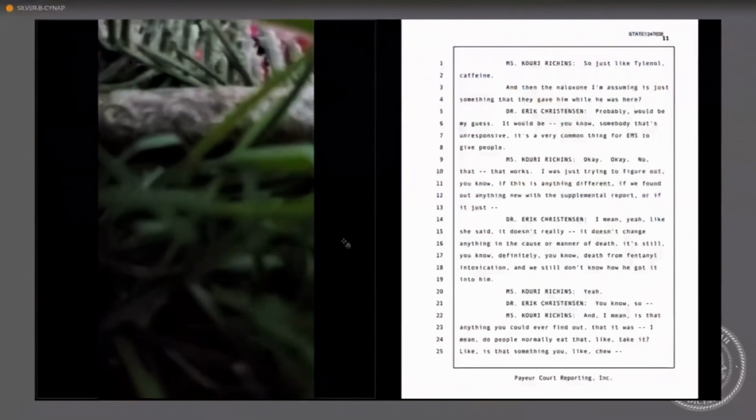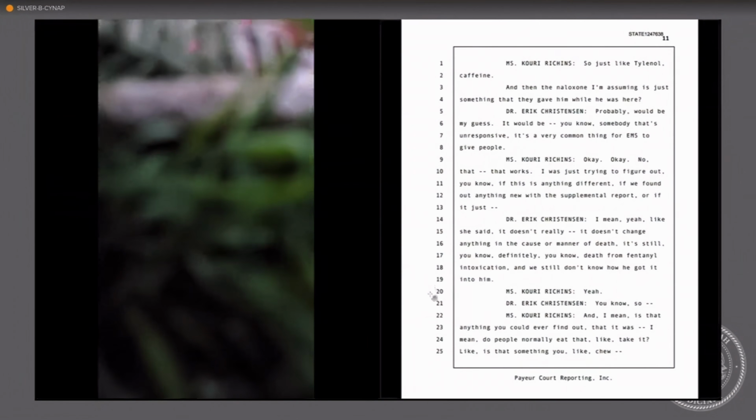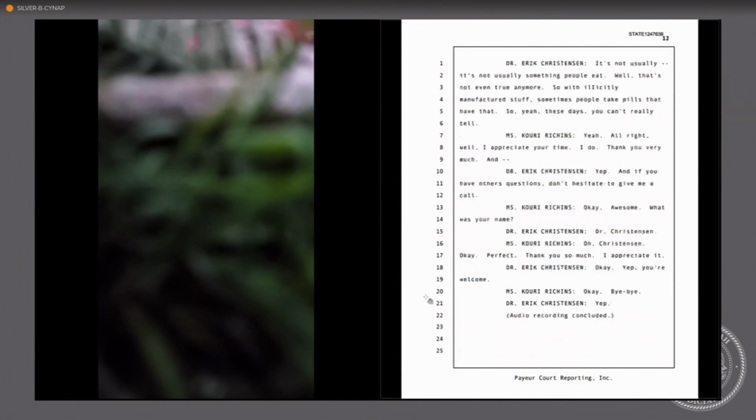Yeah, like she said, it doesn't change anything in the cause or manner of death. It's still definitely death from fentanyl intoxication, and we still don't know how he got it into him. And is that anything you could ever find out? Do people normally eat that, or is that something you shoot? It's not usually something people eat. Well, that's not even true anymore. With illicitly manufactured stuff, sometimes people take pills that have that. So these days you can't really tell.